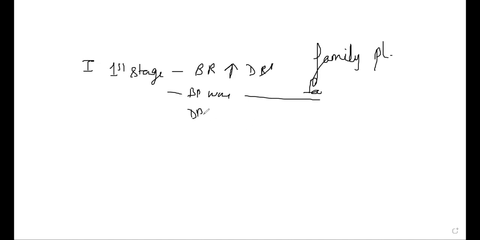And why was death rate high? Because there were no medical facilities available. Similarly, second stage and similarly third stage. Clear? Yes, ma'am. Okay, this is your homework. You're going to write it from your end.